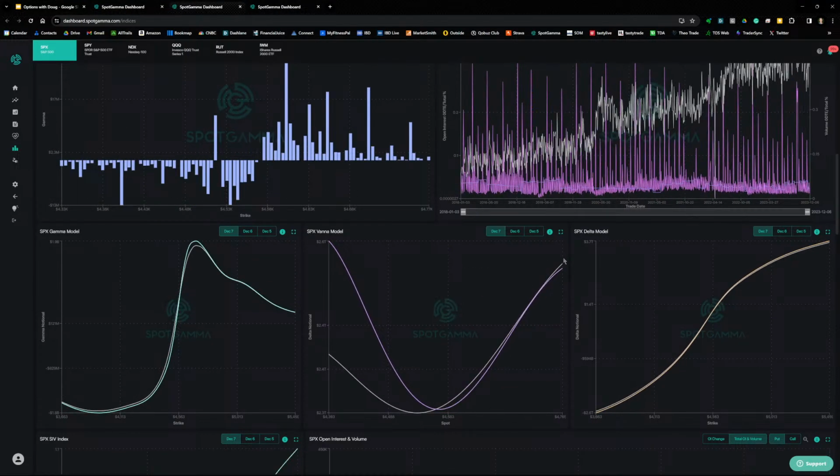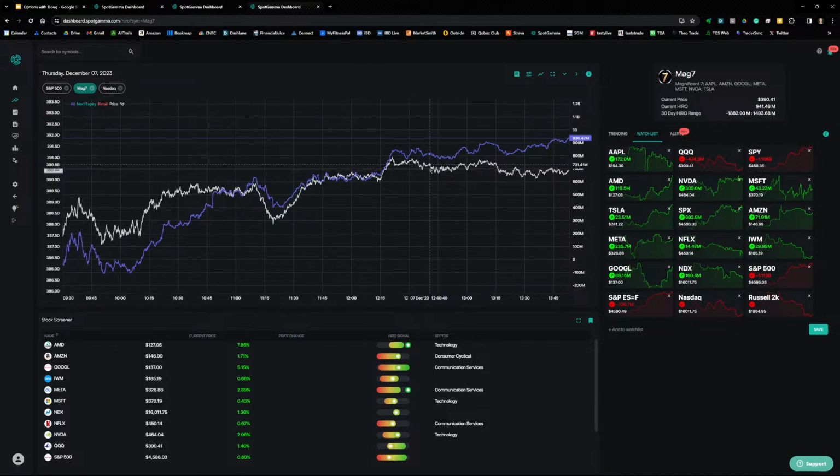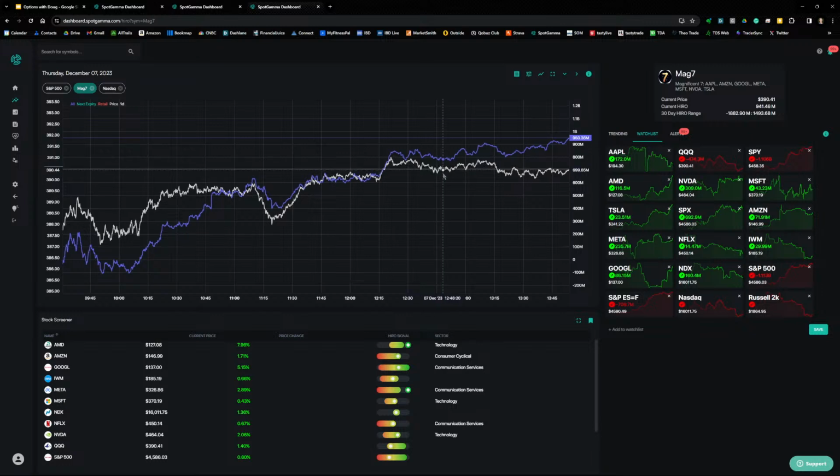All right, let's take a look at some setups now. The first thing that I want to take a look at is what options traders have been doing today. I normally start with the S&P 500 signal, and today I'm just going to get right to the heart of what is driving price today. What this chart is showing is the HERO signal.